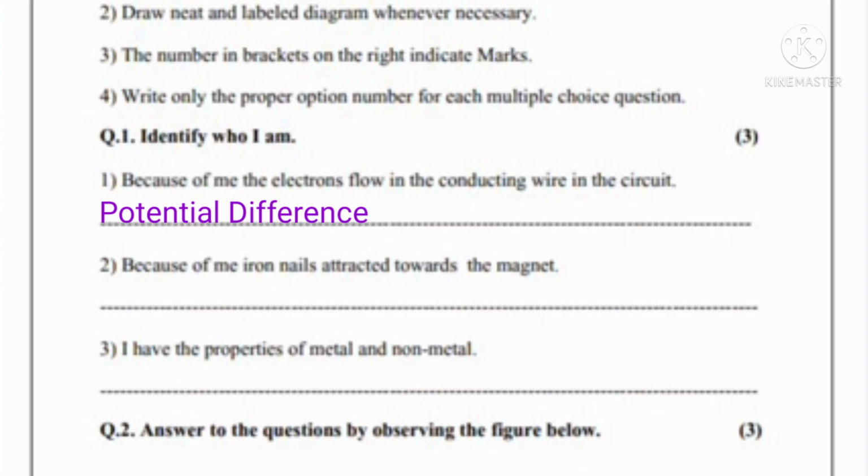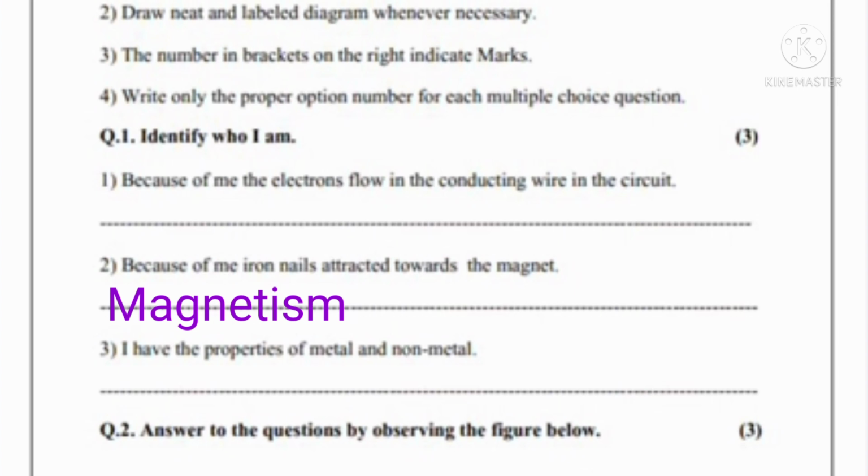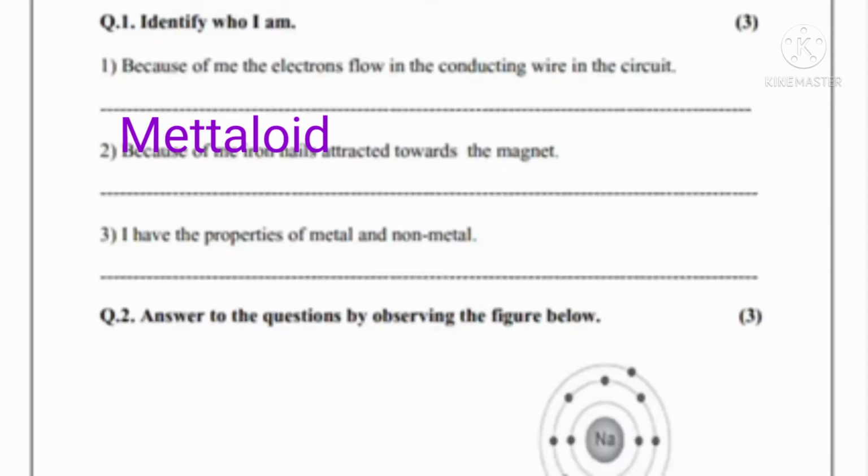Question number second, because of me, iron nails attracted towards the magnet. Answer for this question is magnetism. Question number third, I have the properties of metal and non-metals. Student, metalloid is the answer for this question.